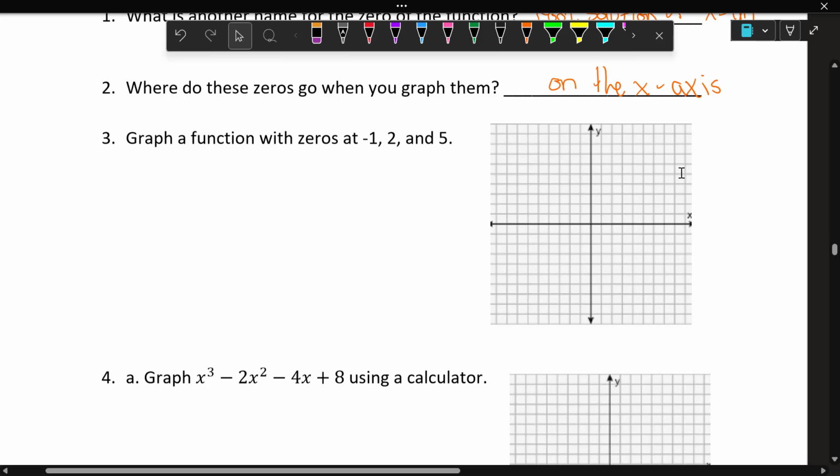Now, number 3, graph a function with zeros at -1, 2, and 5. So -1, 2, and 5. So we just need something that goes through those 3 points. So go up and down and back up. And this is a cubic, of course, because there's 2 turning points, and there's only 3 zeros, so that would be a degree of 3.